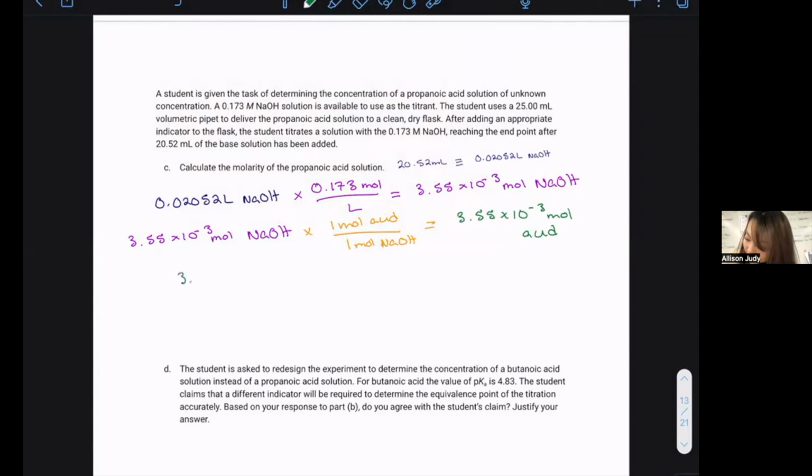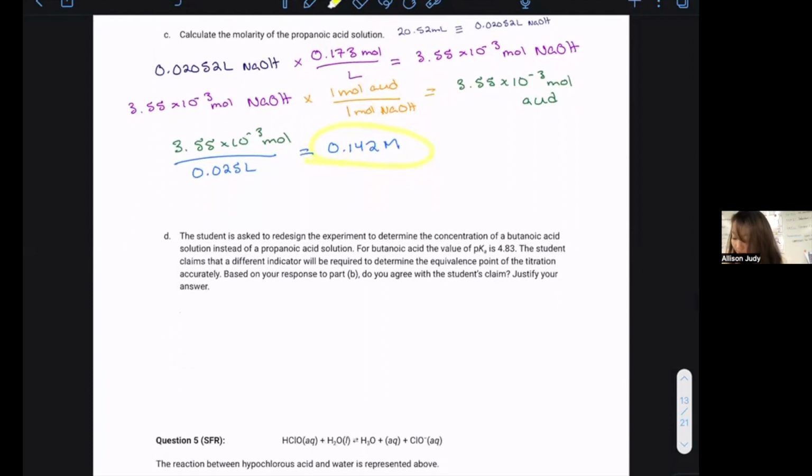Well, that is an easy mathematical process. You do 3.55 times 10 to the negative 3 moles all over the liters used in the sample, which was 25 milliliters, which is equal to 0.025 liters. And you get your units for molarity, moles over liters, and you find that the concentration of your analyte solution, propanoic acid, is 0.142 molarity. Okay, and that is your answer.